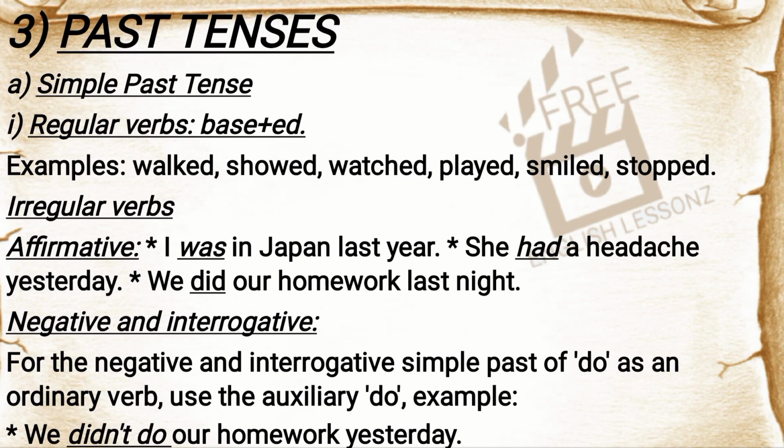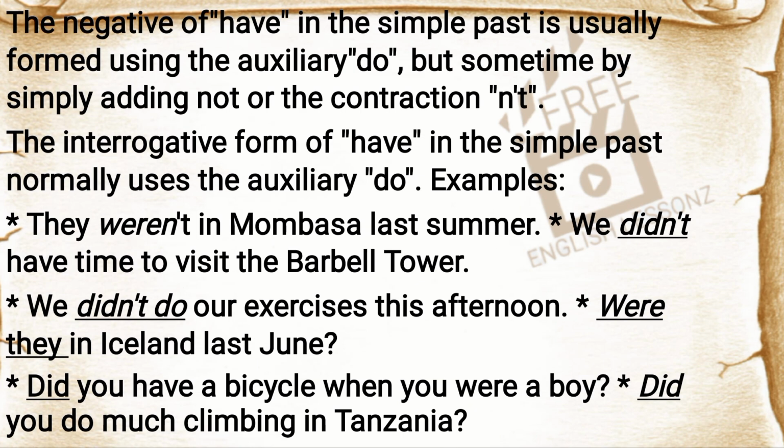Negative and interrogative. For the negative and interrogative simple past of do as an ordinary verb, use the auxiliary do. Example: We didn't do our homework yesterday. The negative of have in the simple past is usually formed using the auxiliary do, but sometimes by simply adding not or the contraction n't. The interrogative form of have in the simple past normally uses the auxiliary do.